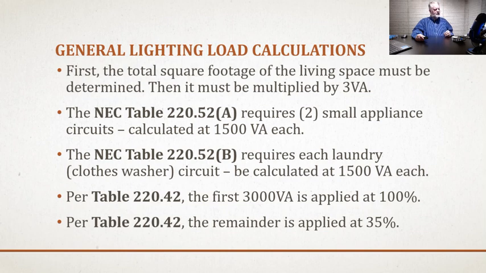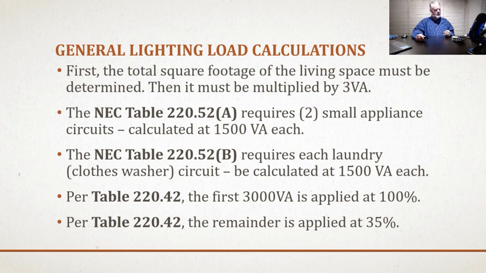Then we're breaking down some code references here, and as I go along, I would most certainly be making notes. Stop the video if you have to, make some notes, and then move on. NEC Table 220.52(A) deals with our small appliance loads, and those are calculated at 1,500 VA each. Table 220.52(B) requires each laundry or clothes washer circuit to be calculated at 1,500 VA. And don't let that fool you. We'll deal with 250 volt dryer circuits here in just a bit. But the laundry circuit is the clothes washer, or the washer.